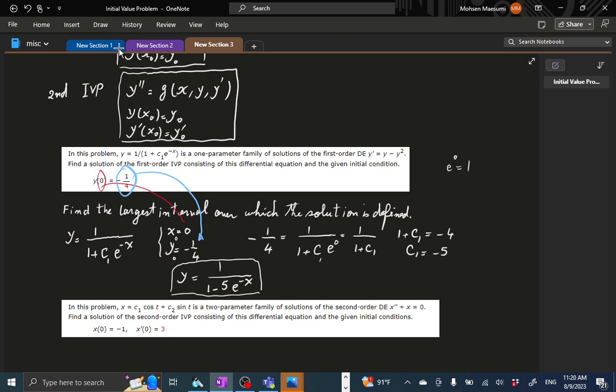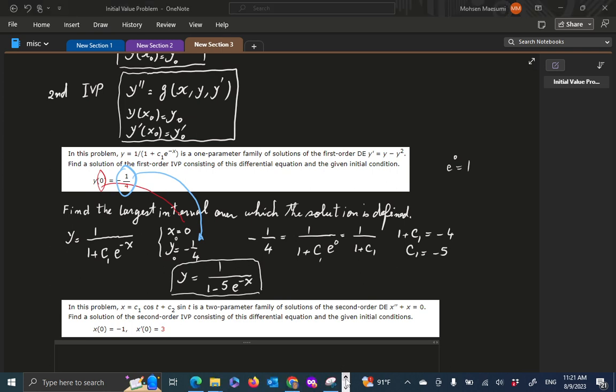I didn't leave enough room here for find the largest interval over which the solution is defined. You remember that we said these solutions that we have, they don't necessarily go on existing forever. Somewhere they might stop. Let me first use a little software here that we are going to employ throughout the semester, and you are allowed to use it on the exams as well.